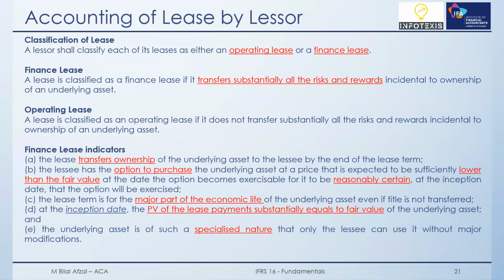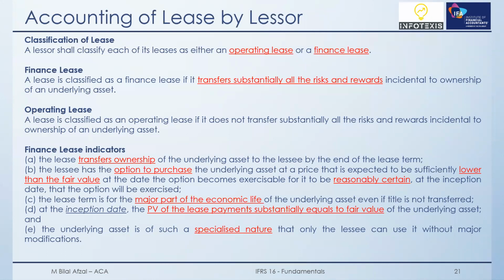Now, standard says there are a few indicators. This is not a conclusive list, but these indicators are very strong. The first indicator is if the lease transfers ownership of the underlying asset to the lessee by the end of the lease term. If I say you lease this building from me and at the end of the 5 years the building is yours, it means the asset is no longer mine, so I have to de-recognize this asset. So this type of lease is a finance lease.